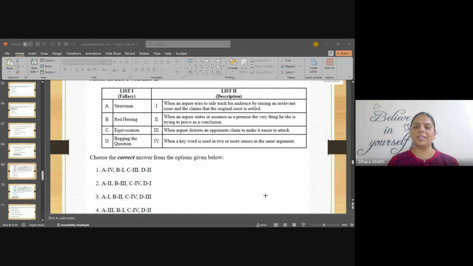Second, when an arguer states or assumes a premise as the very thing she is trying to prove as a conclusion. Third, when an arguer distorts an opponent's claim to make it easier to attack. Fourth, when a key word is used in 2 or more senses in the same argument.